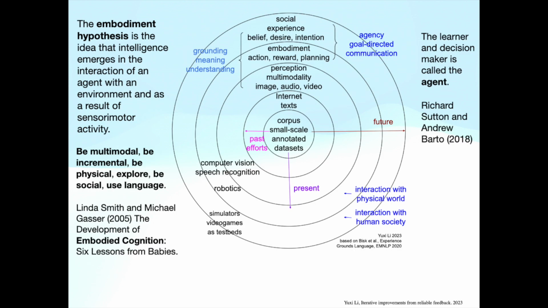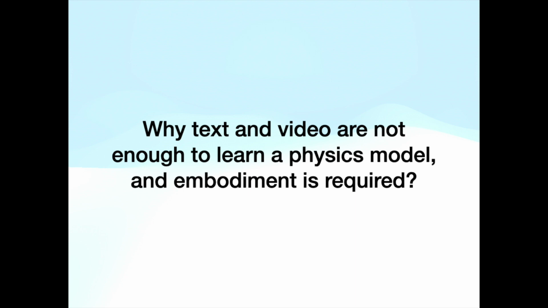Linda Smith and Michael Gasser summarized in the paper The Development of Embodied Cognition 6 lessons from babies: be multimodal, be incremental, be physical, explore, be social, use language. The embodiment hypothesis is the idea that intelligence emerges in the interaction of an agent with an environment and as a result of sensory-motor activity. Why are text and video not enough to learn a physics model, and embodiment is required?